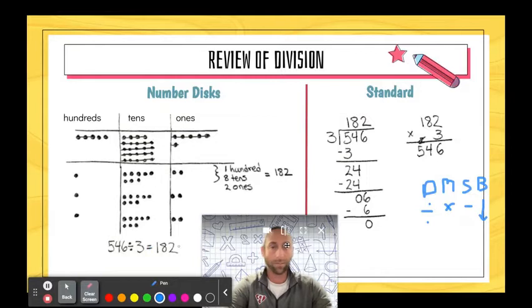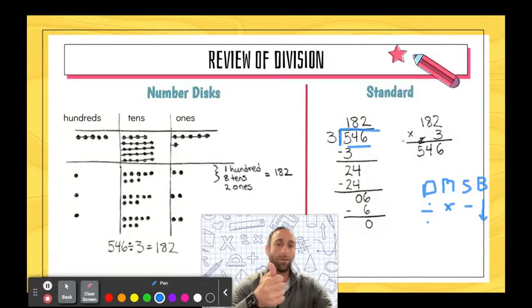All right. So in this process, right, we're going to take our dividend, 546, we're going to put it inside of this house here. Boom. Boom, and we're dividing it by 3. So you want to ask yourself for the first step, how many times does 3 go into 5 without going over it, right?